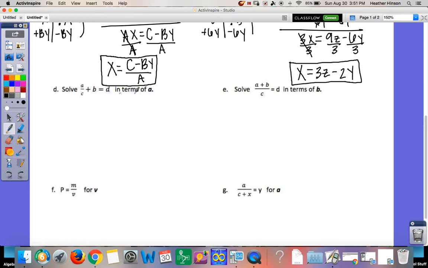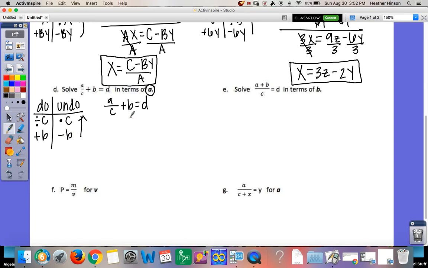Okay, on D, we want to solve in terms of A. So we want to solve for A, get A all by itself. So we're going to make our do, undo table. What's happening to A first? Well, it's divided by C. That's what those fractions are. And then out to the side, we have a plus B. So to undo it, we're going to work it backward. Instead of plus B, we're going to minus B. Instead of dividing C, we're going to multiply C. So let's write it out to the side.